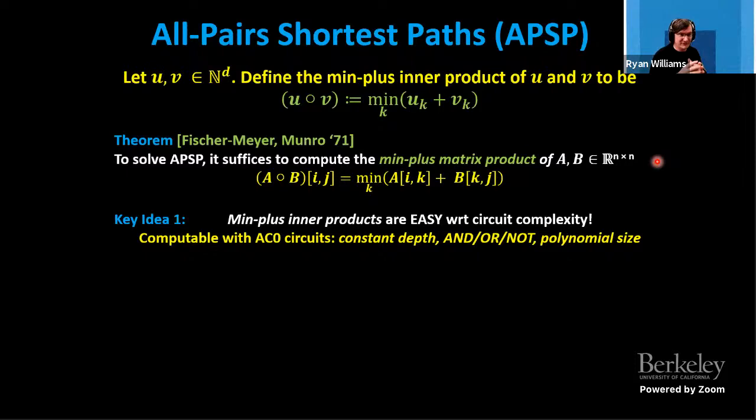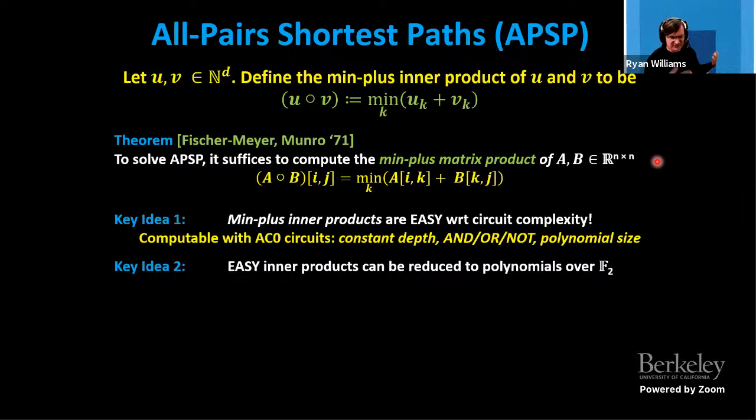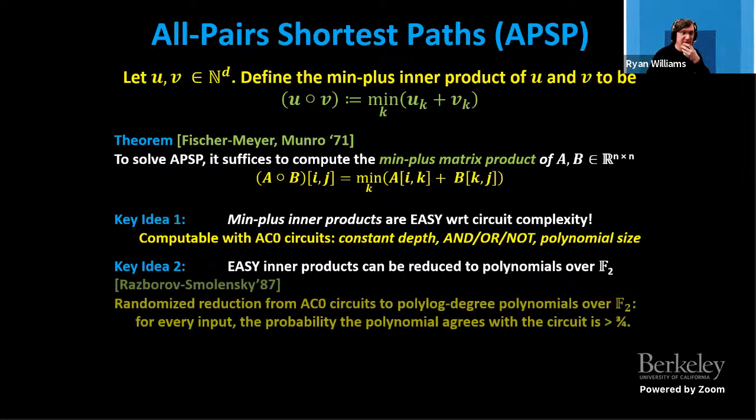And then the second key idea was to use techniques from lower bounds, like things that were used to prove lower bounds against AC0 and other classes, to get some algorithmic results. It turns out that these easy inner products can be reduced to polynomials over F2 in a nice way. This nice polynomial reduction I was trying to get, I can't get it the way I would like for CNF SAT, but I can get it for these min plus inner products. And it uses this result of Razborov and Smolensky that there's some randomized reduction from AC0 circuits to polylog degree polynomials.